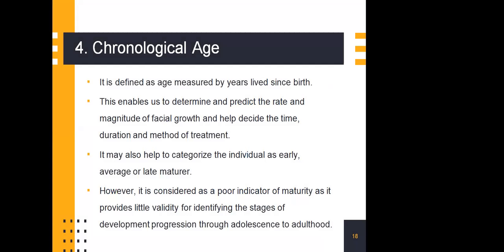Now, next is the chronological age. It is defined as the age measured by years lived since birth. This enables us to determine and predict the rate and magnitude of facial growth and help decide the time, duration, and method of treatment. It may also help to categorize the individual as an early or late maturer. However, it is considered a poor indicator of maturity as it provides little validity for identifying the stages of development progression from childhood through adolescence.